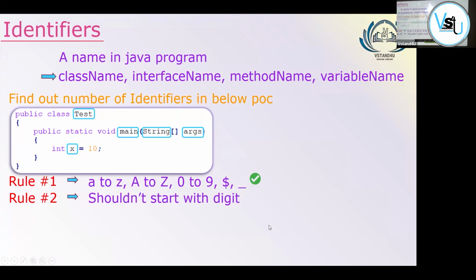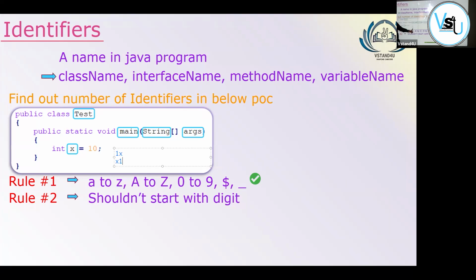Wait a minute. Sir, can I write it this way? Rather than X, can I write 1X? No, not allowed. Can I write X1? Yes. Second rule says what? Should not start with digit. Am I starting with digit in X1? X is not a digit.